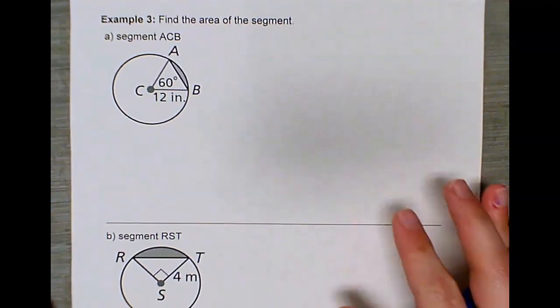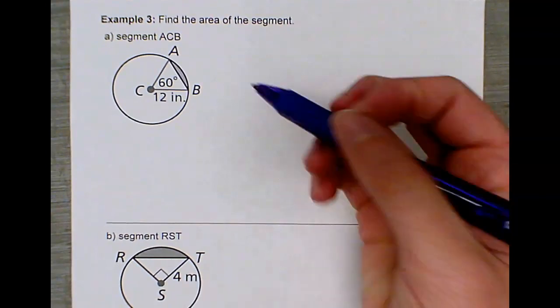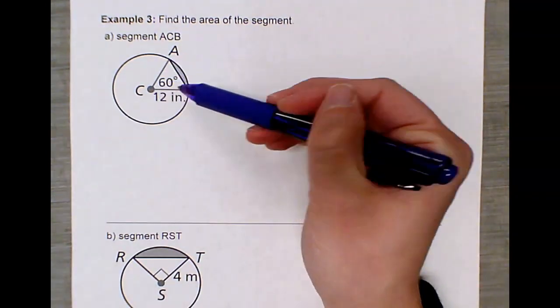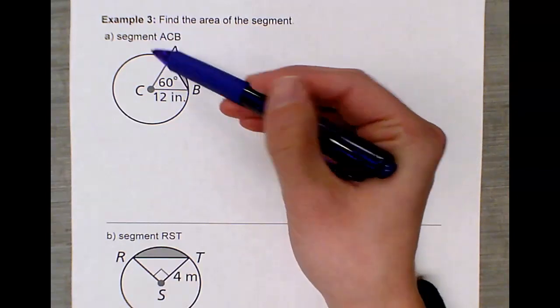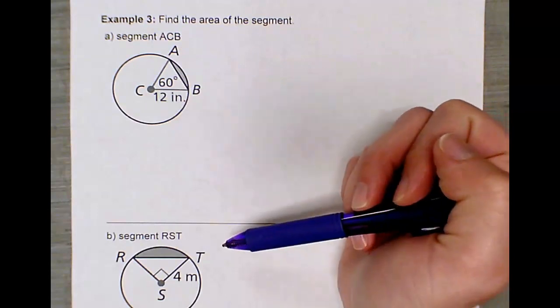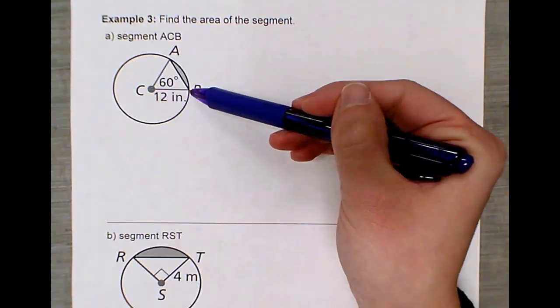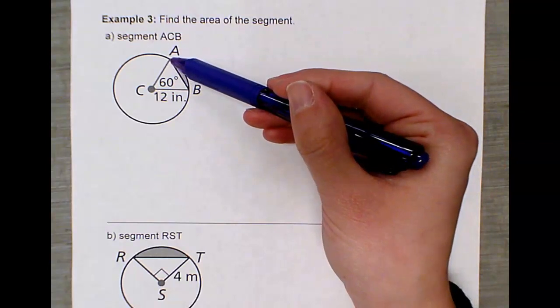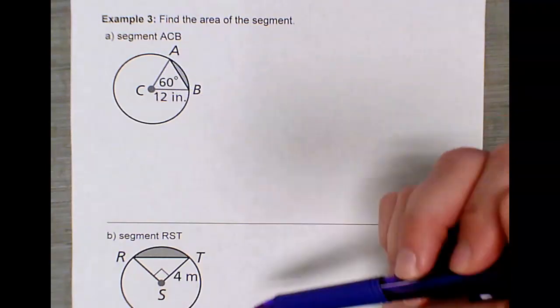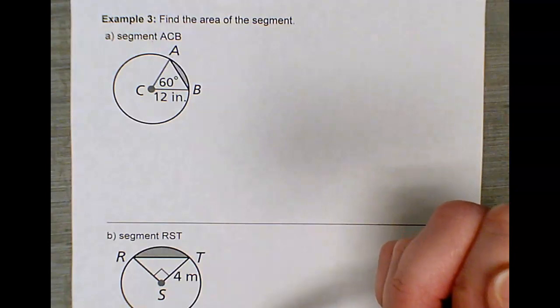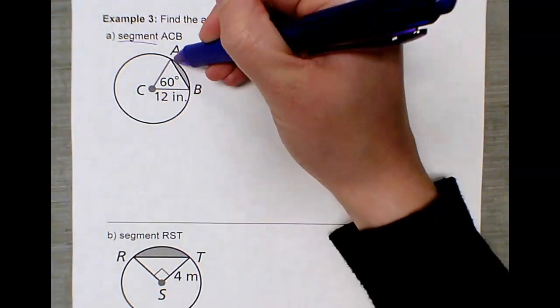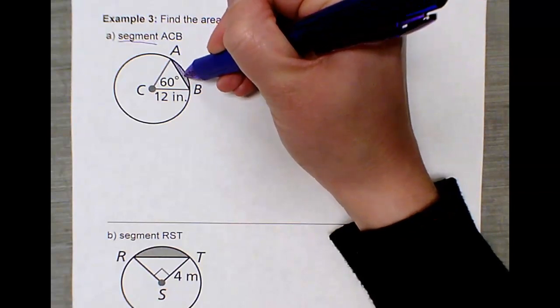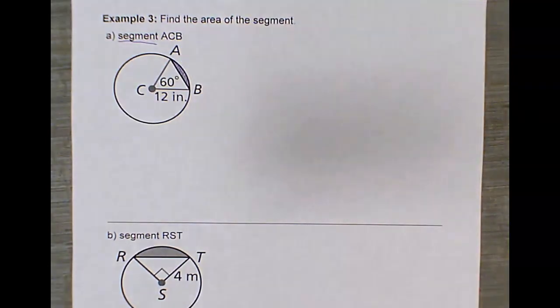So in example 3, it says find the area of the segment. We're trying to find the area of segment ACB. So you really have to be careful that you are understanding what a segment is and what ACB is referring to. It could be referring to angle ACB. It could be referring to sector ACB. It could be referring to lots of different things, but here it is referring to the segment. So if it's not shaded, you need to understand that we're talking about this part right here. Okay? It's kind of like the crust of the pizza, the crust of the sector.